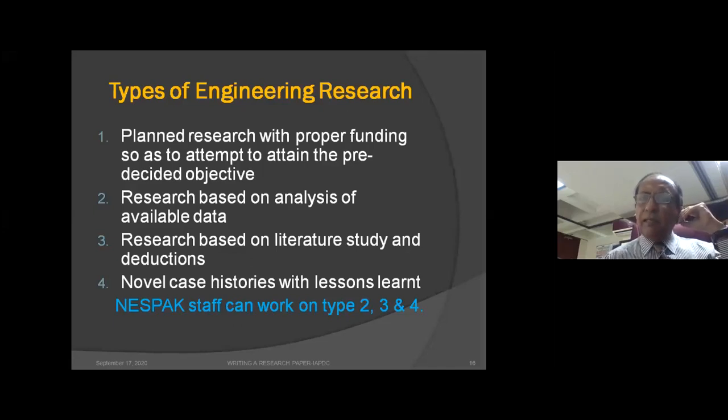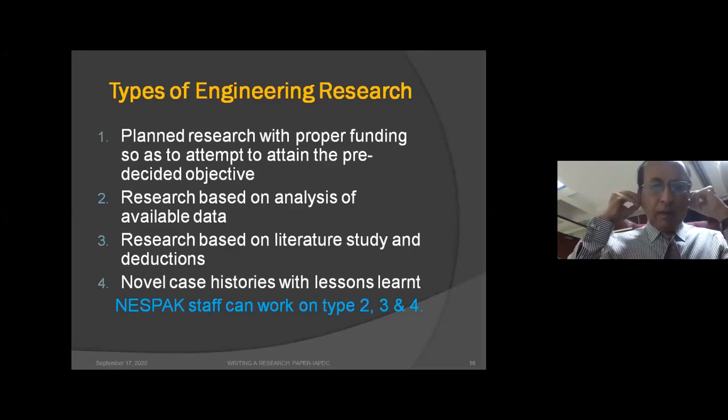Various types of engineering researches, different types. University type planned research in which could be a lot of funding, 4 million, 2 million, 10 million like this. And an objective is defined which will be attempted to be met. It may not be met. In many university researches, the predefined objective is not met, in others it is met. That is one kind of very elaborate and funded research.